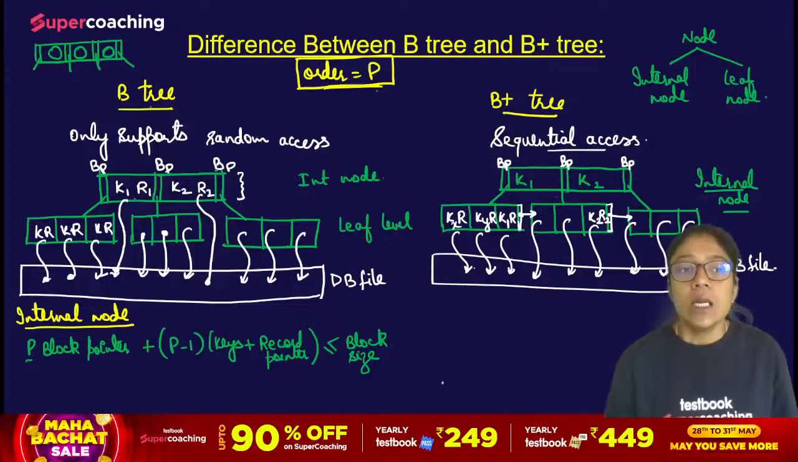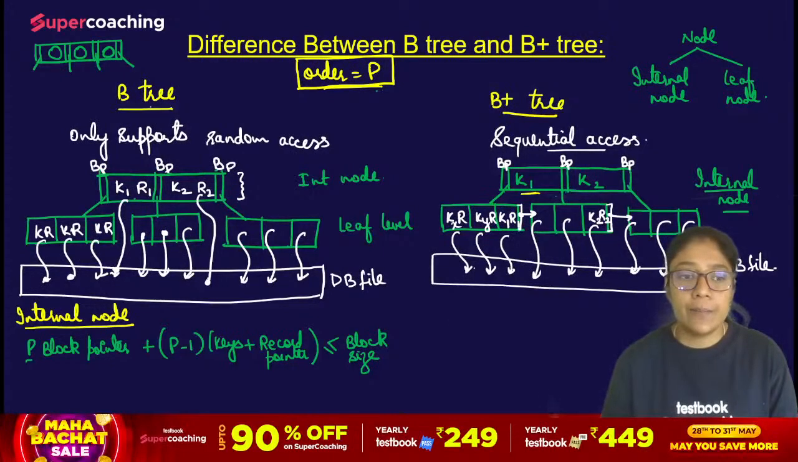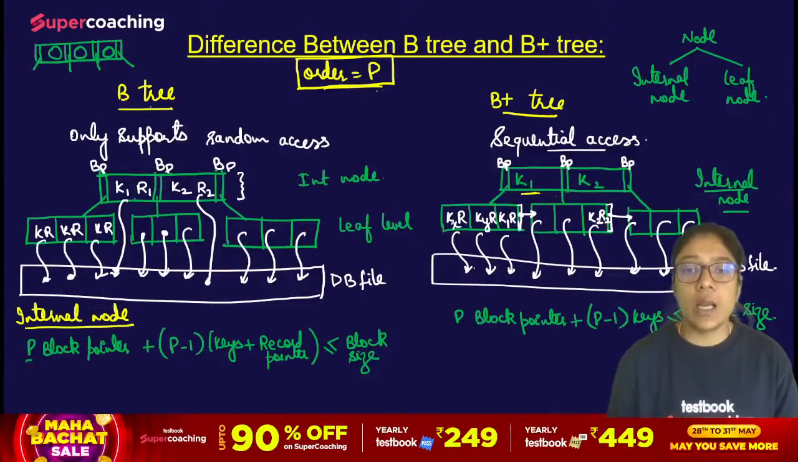Okay, next one is the internal node of B plus tree. In the internal node of B plus tree, we just have the keys. Keys kitni आएंगी? P minus 1. So here we will be getting P block pointers and P minus 1 keys. That's it. And it should be less than or equal to the block size. This is for the internal node for B tree and B plus tree. Next one is for the leaf node.